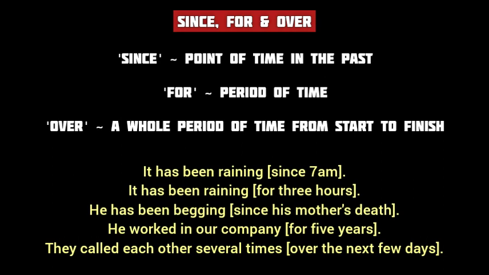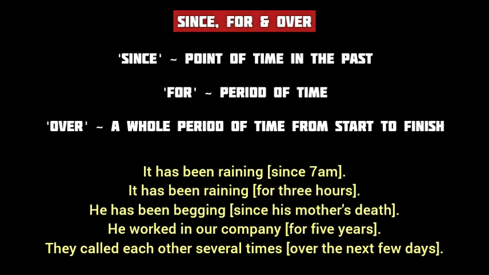He has been begging since his mother's death. In this sentence also, the preposition since indicates the point of time in the past when he started begging. This sentence simply means he started begging when his mother died and he is still begging. In the next example, he worked in a company for 5 years. The preposition for indicates a period of time, 5 years, for which he worked in a company.